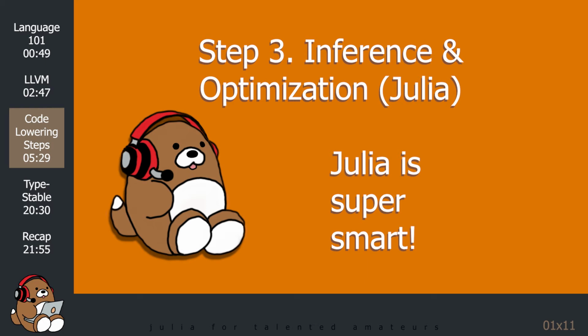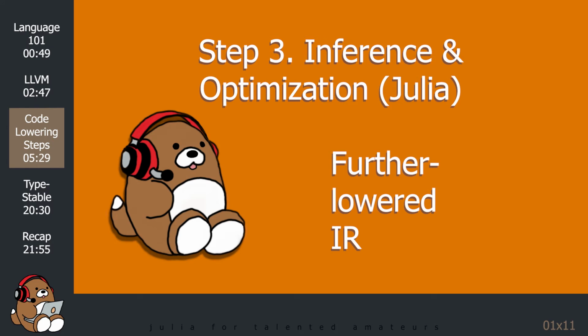Julia's algorithm automates this task so that users can focus on expressing their ideas in human-readable form, while Julia takes care of the translation and the optimization. The result is a further lowered IR, which is then handed off to LLVM. This is the last time that the IR will resemble Julia code.